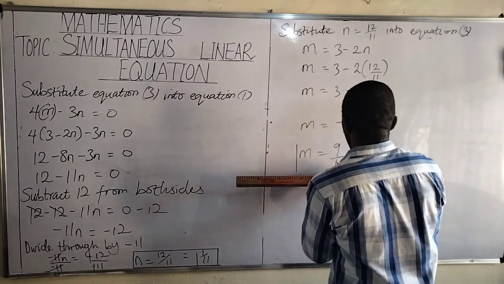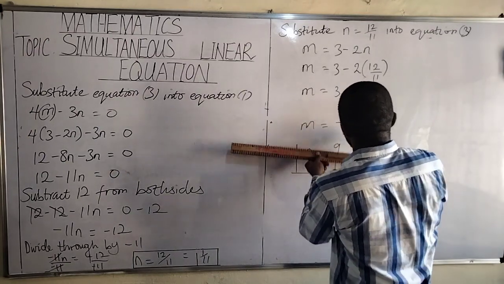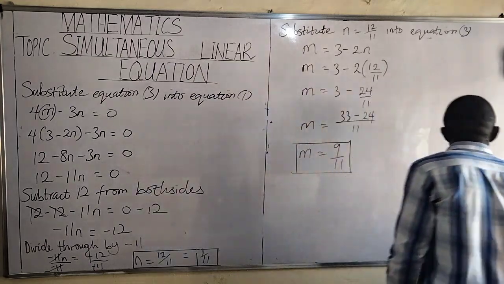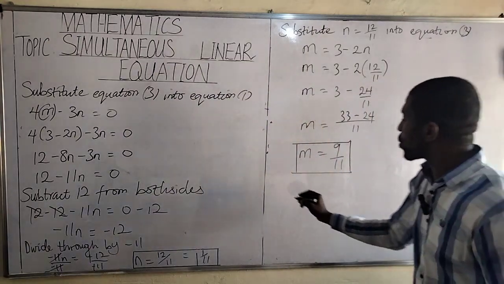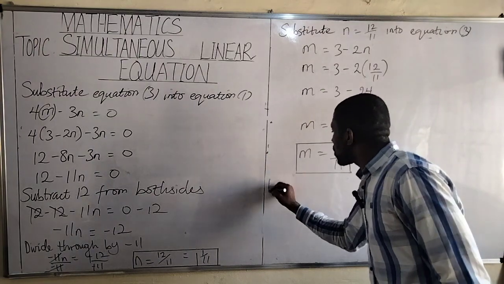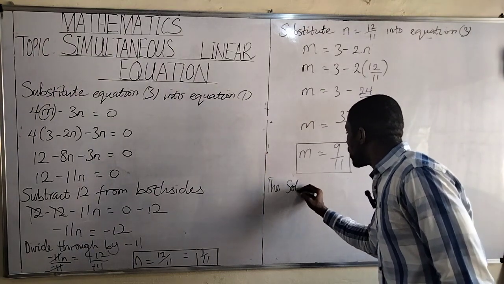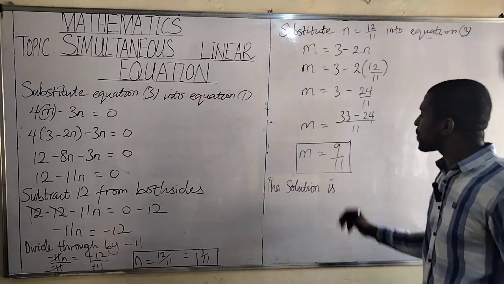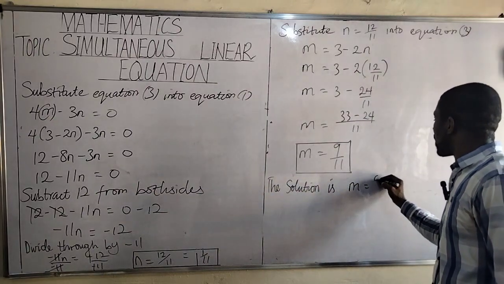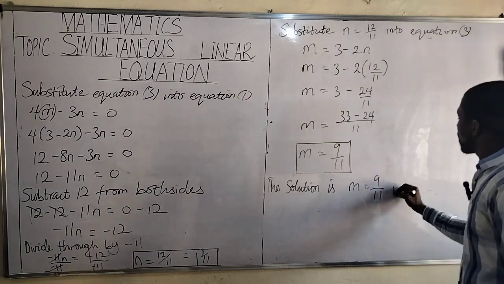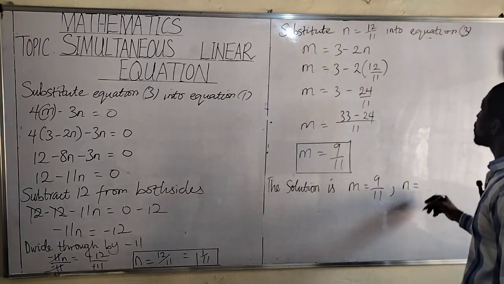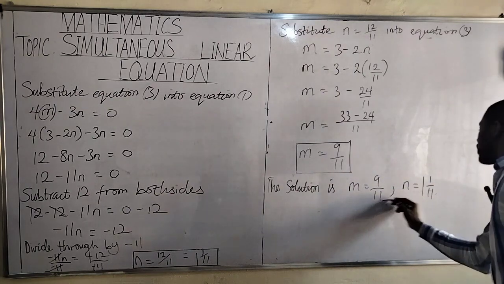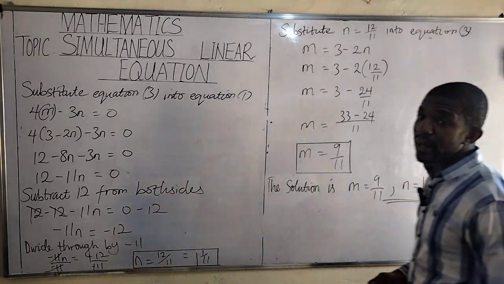So we have successfully gotten the values of m and n. Now, write the solution to this simultaneous equation. The solution to this simultaneous equation is m equal to 9 over 11, while n equal to 1 whole number 1 over 11. And this marks the end of our class today.